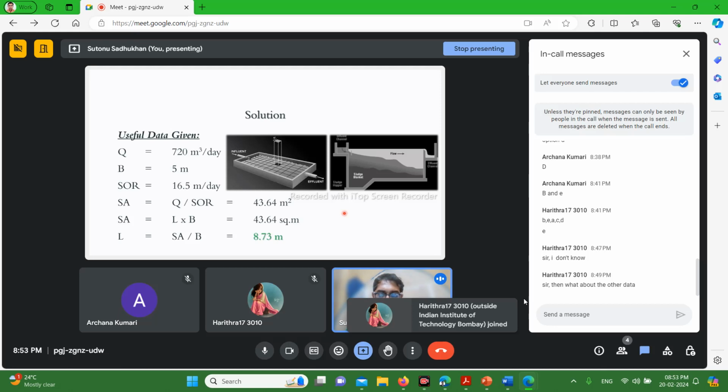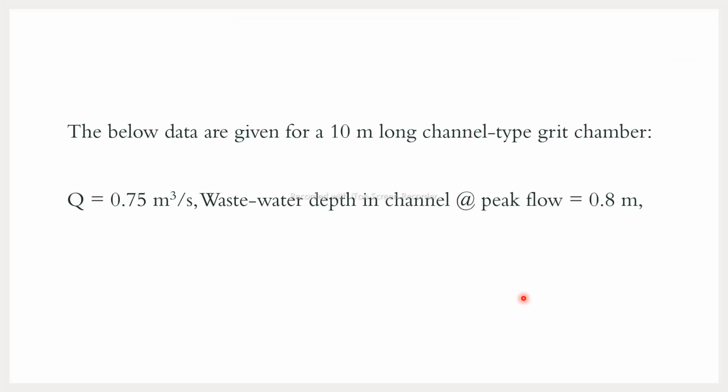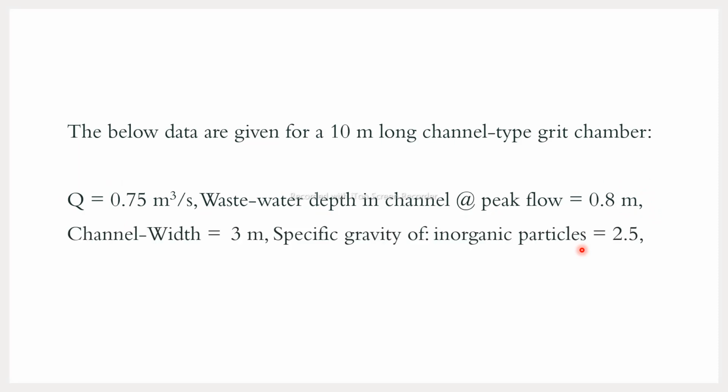Okay, so now we'll move on to our next problem. The below data are given for a 10-meter long channel type grit chamber. Now the length is given to you. Q is given as 0.75 meter cube per second. Wastewater depth in channel at peak flow is given as 0.8 meter. Channel width, or B, is given as 3 meters.